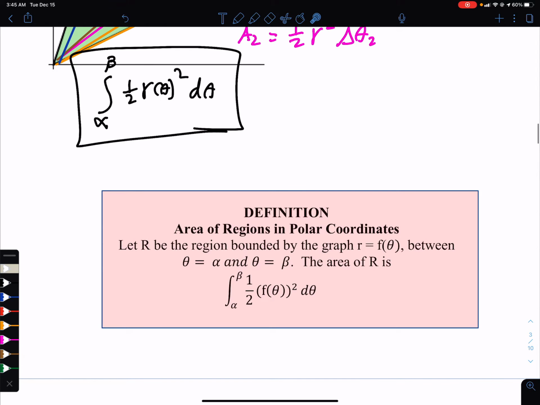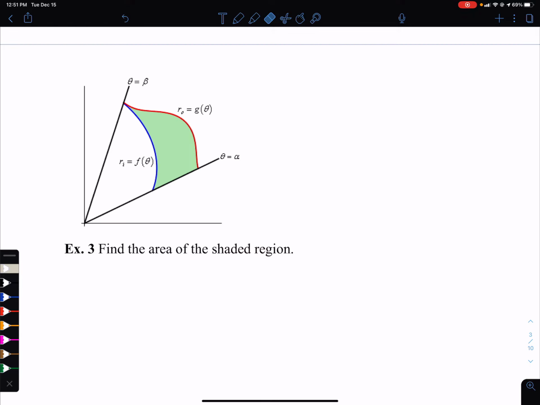So we have this definition, area of the polar coordinates, and it's this formula. But again, make sure you understand what alpha and beta represent and how this works, or else you'll get confused on finding areas. In this next example, we want the area of the green shaded region, just that part.